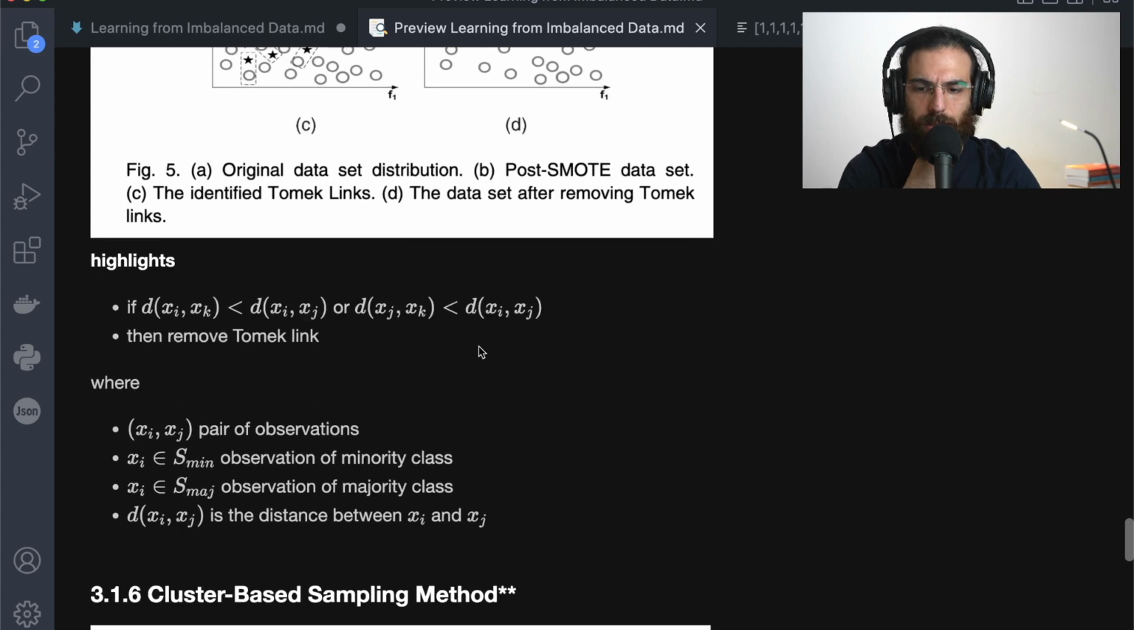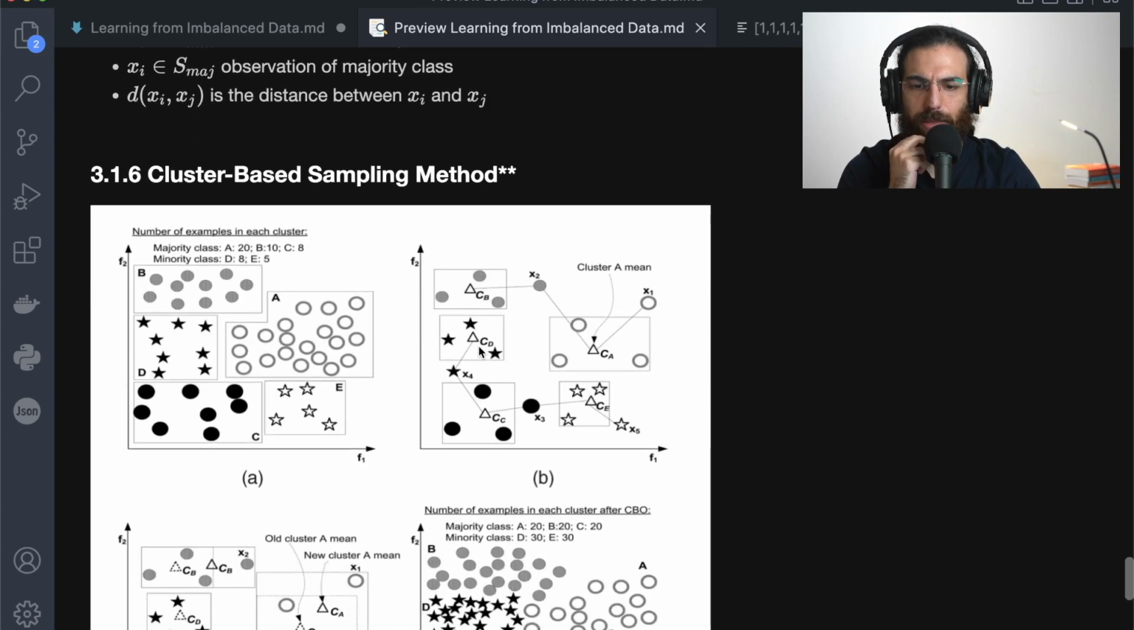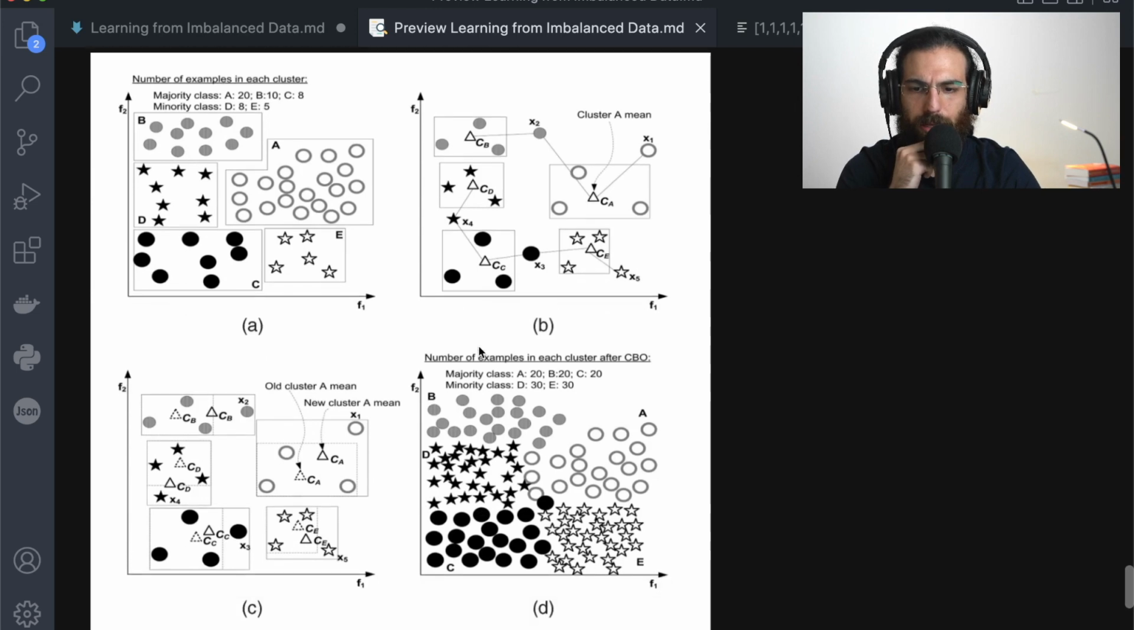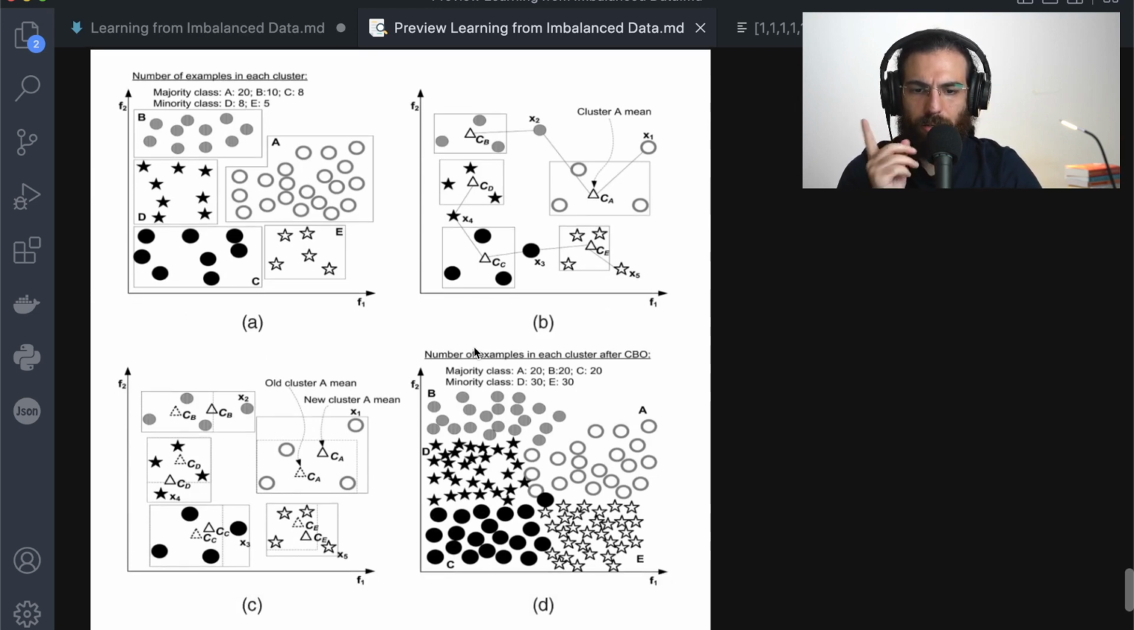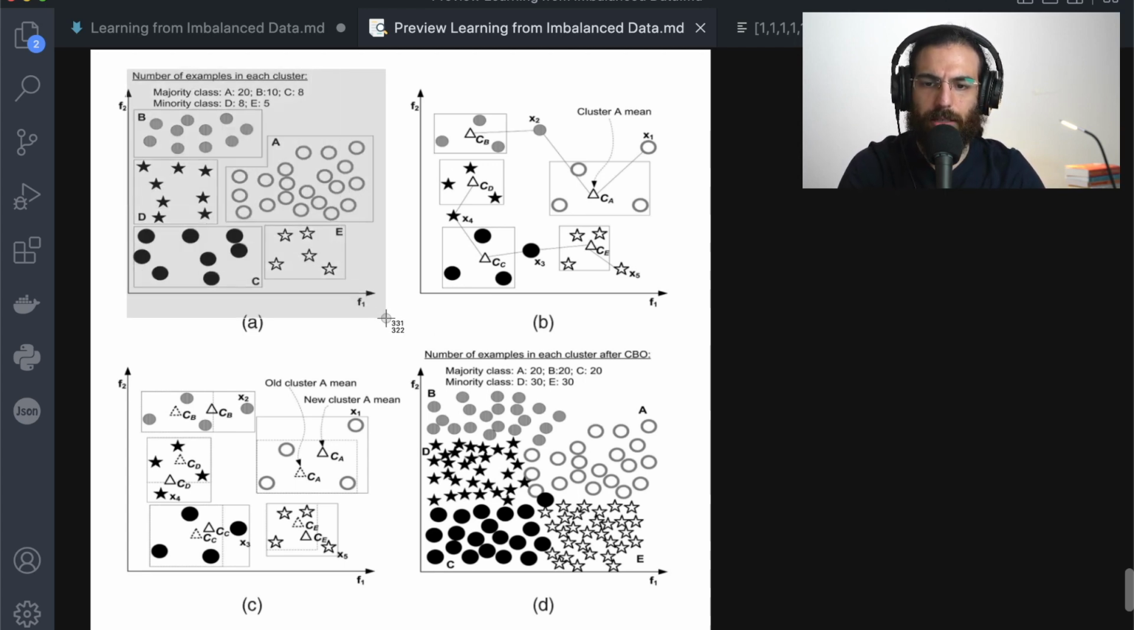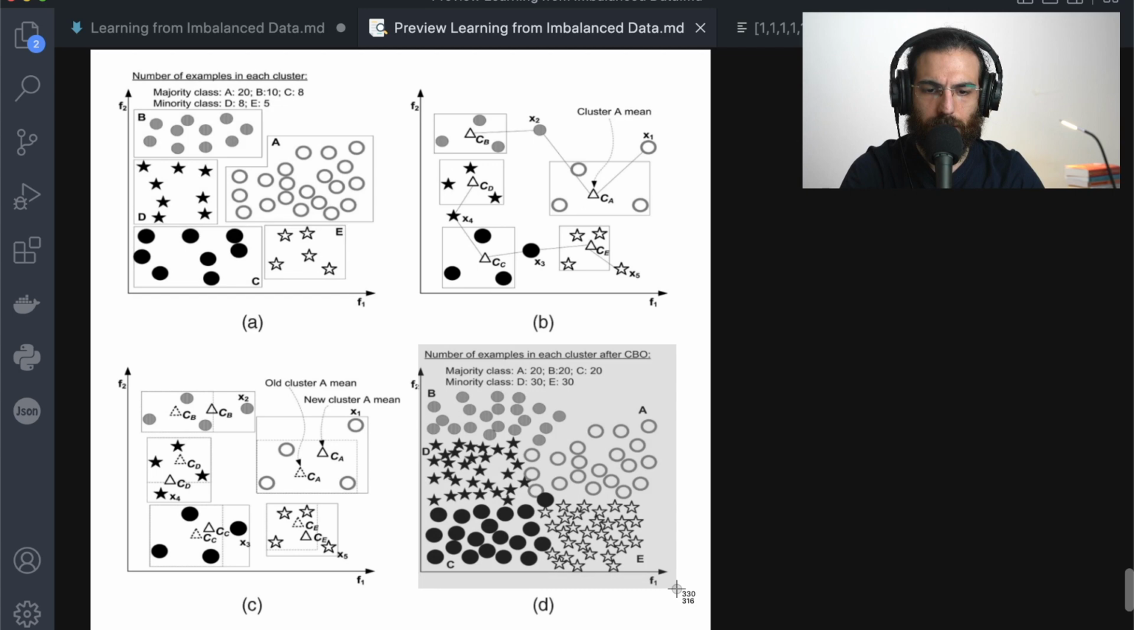Okay, let's carry on. Then we have the cluster-based sampling method. Now this one also has two parts. Long story short, here's what's going to happen, and I'll take you through the details. We have this original data set, and we don't have a binary class situation. We have multiple classes, multiple minority classes. What we want to do is synthetically increase the number of observations, or I should say oversample, for each minority class. So you can see we have a lot more instances in this figure.